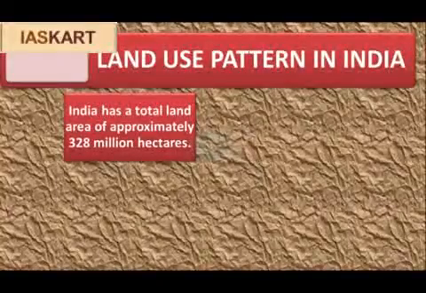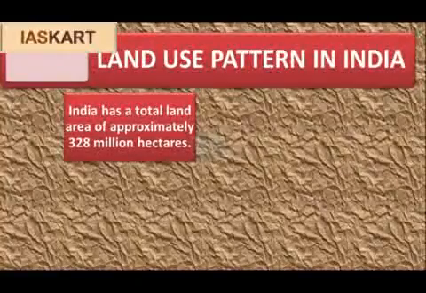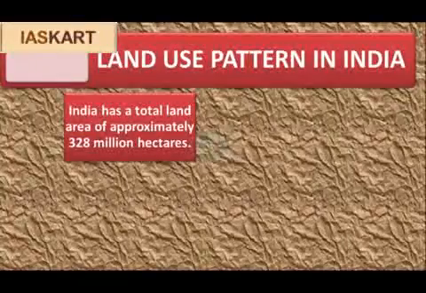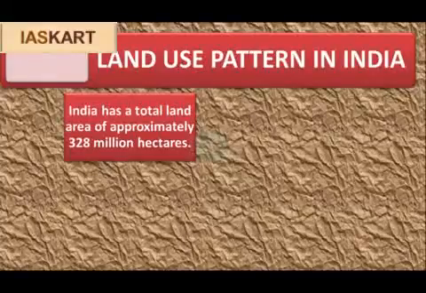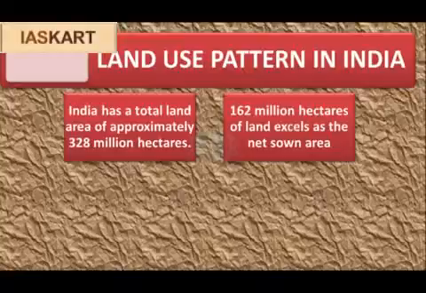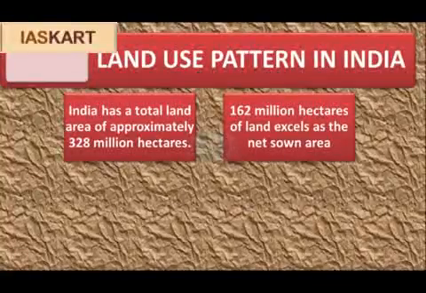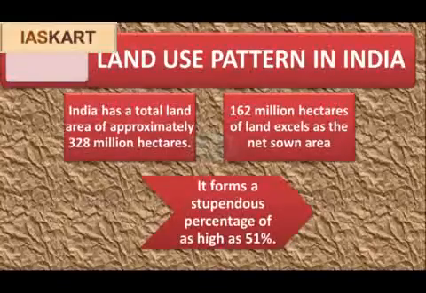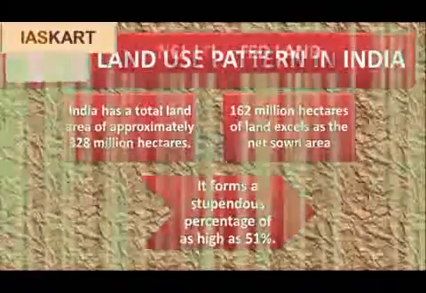From the time of independence, people have been resourceful again to add another 22 million hectares. The increasing population pressure, of course, was the main reason. As a result, 162 million hectares of land is net sown area, and it accounts for almost 51% of the total land available. Therefore, it is a stupendous percentage of net sown area to the total land area.